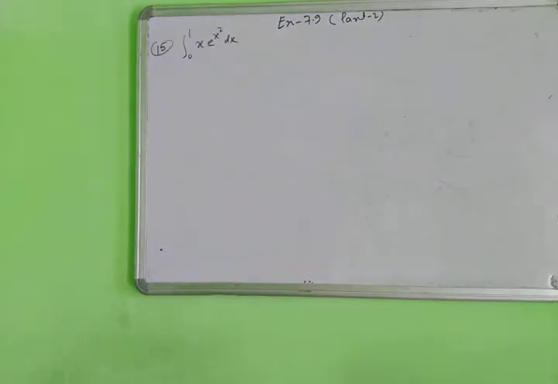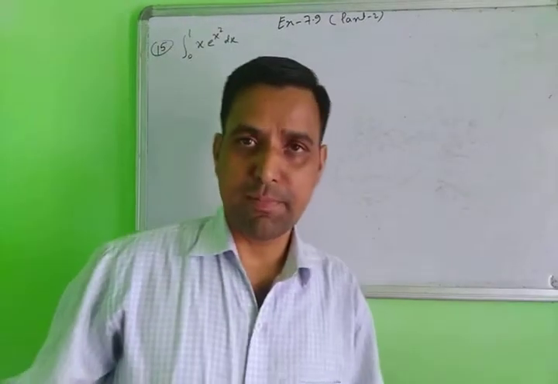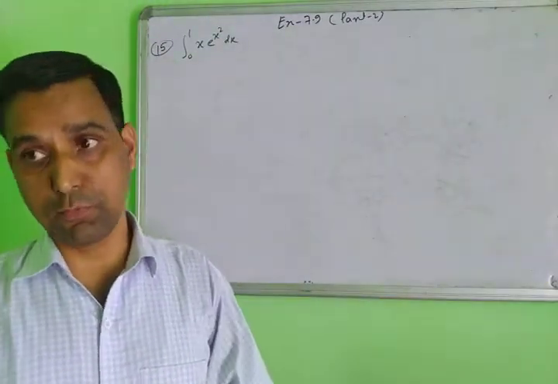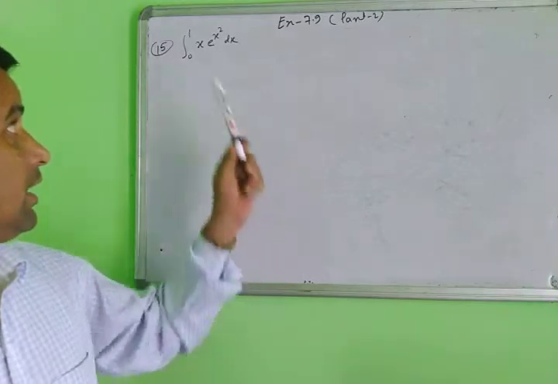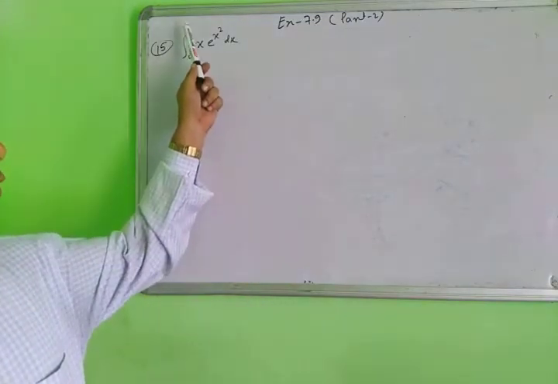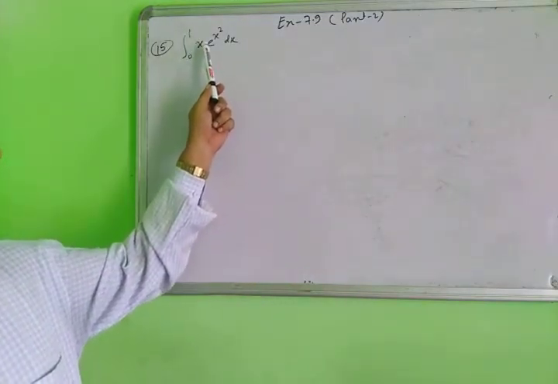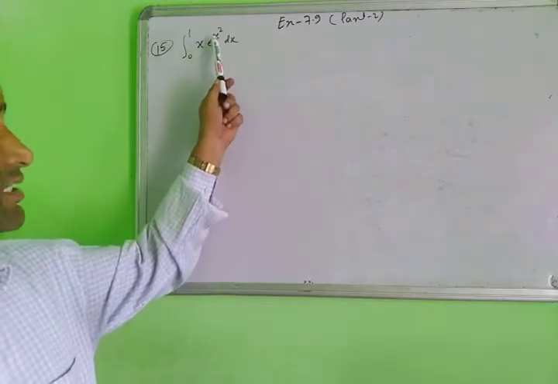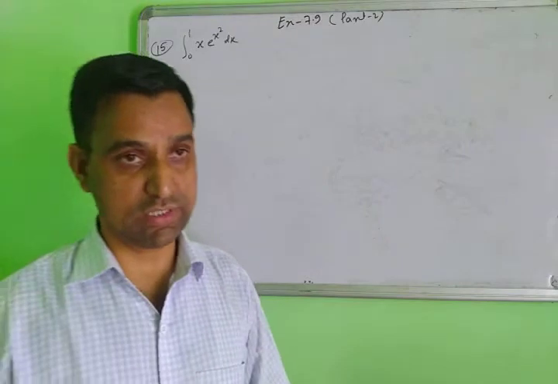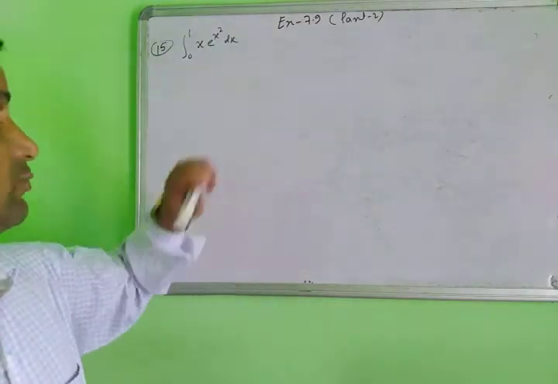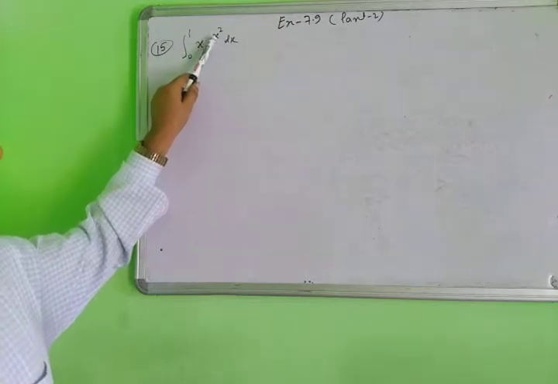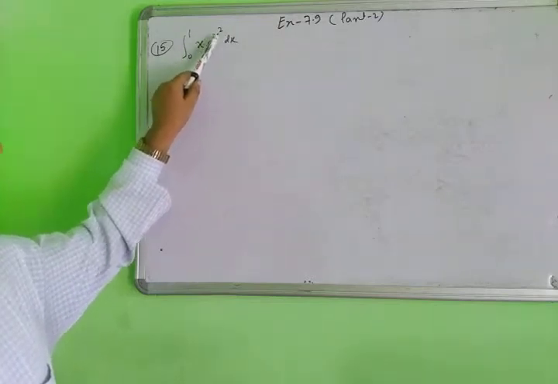Yes class, next I am taking question number 15. This is a different type of question, an important one. The limit here is 0 to 1, and there are two functions: one is x, and the second is e raised to x square. How do we solve this type of question? You cannot directly integrate e raised to x square.